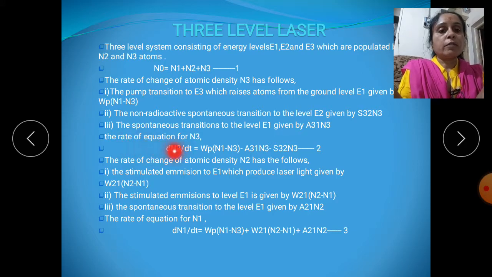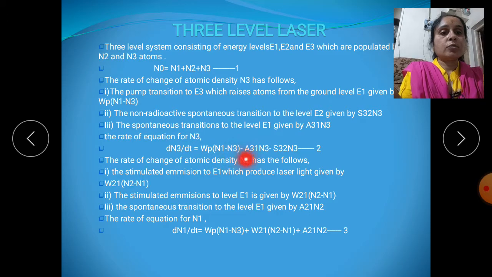So the rate equation for N3 is given by dN3 by dt equal to omega p in bracket N1 minus N3, minus A31 N3 minus S32 N3. This is the rate equation for the time derivative of the N3 state, or population inversion state, represented by dN3 by dt, as equation second.